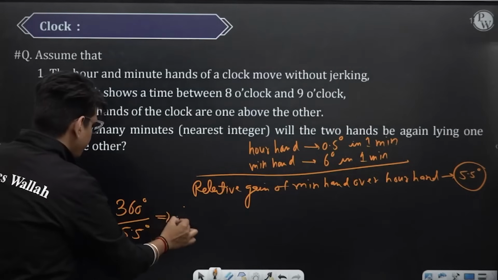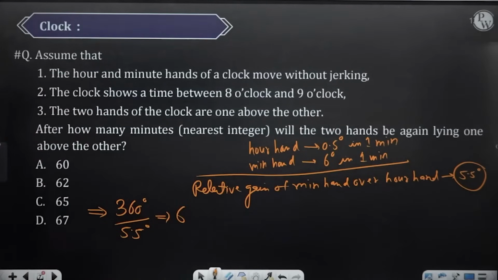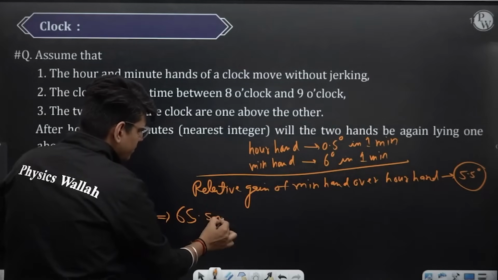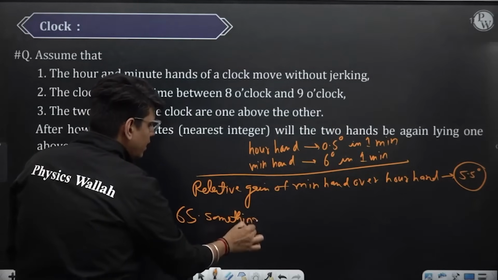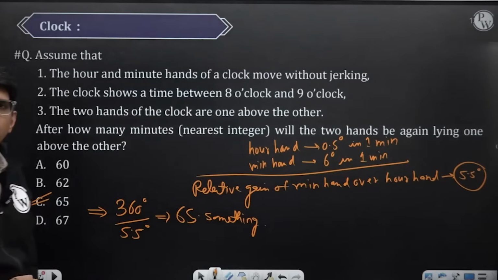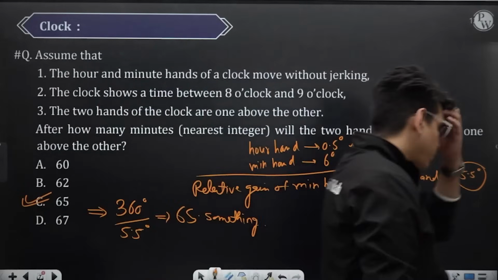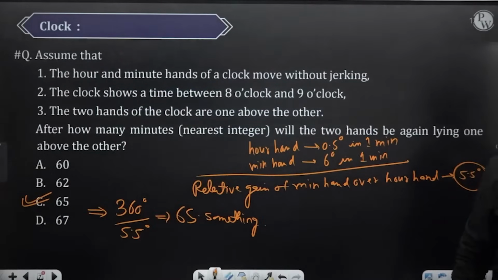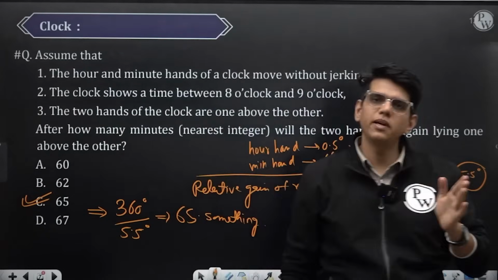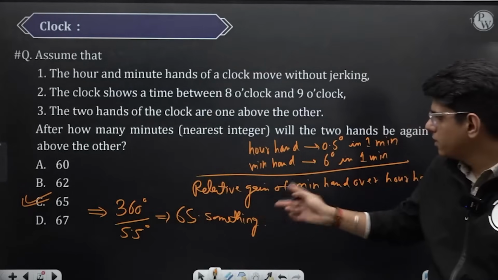So this comes out to be, if you divide this, 360 by 5.5, 65 point something, right? Okay, and we need an approximate value, so approximately 65 is the answer. Okay, so from one instance when both the hands of the clock are at the same position, and the next instant when both of the hands of the clock will be at the same position will be this.